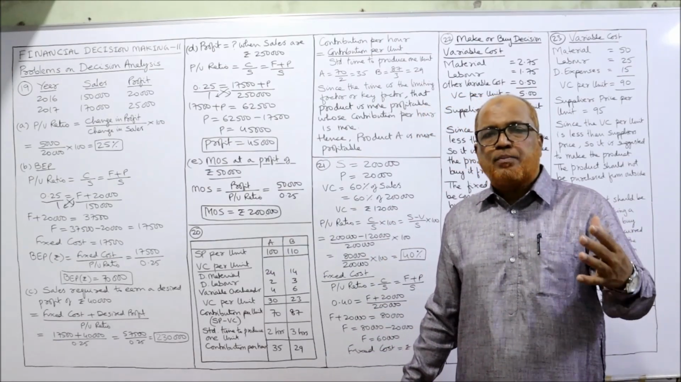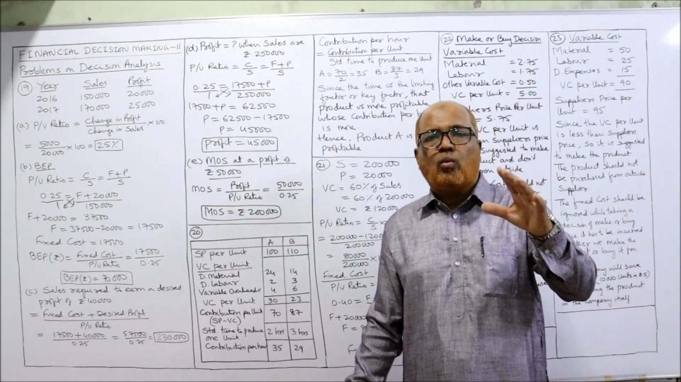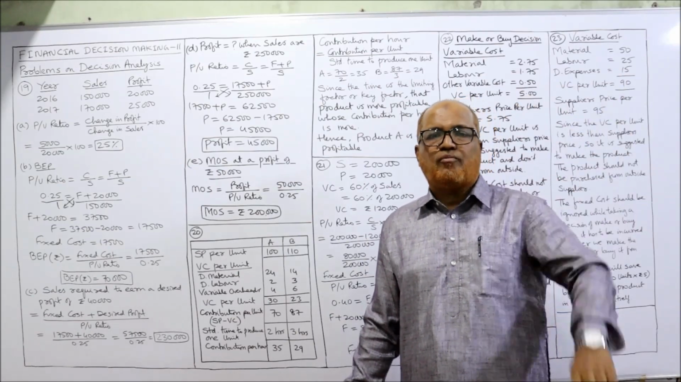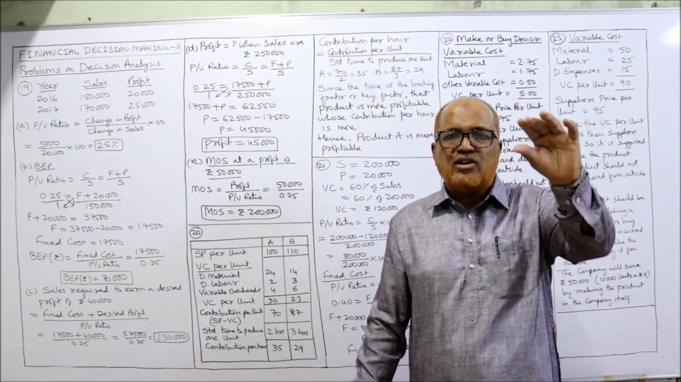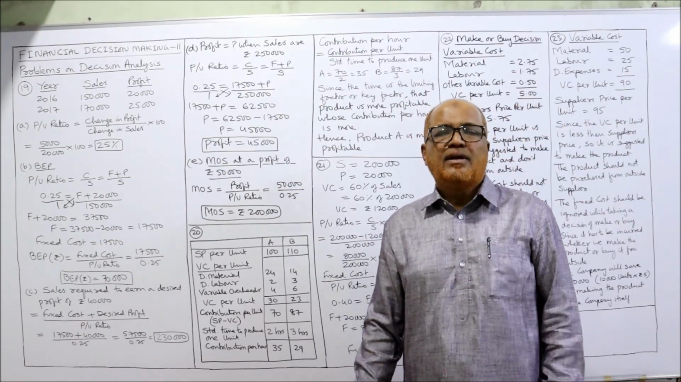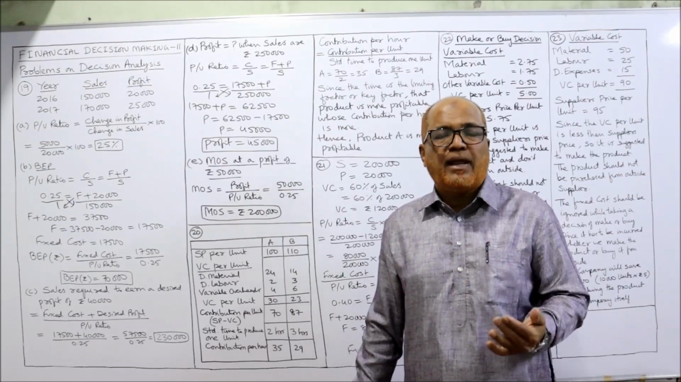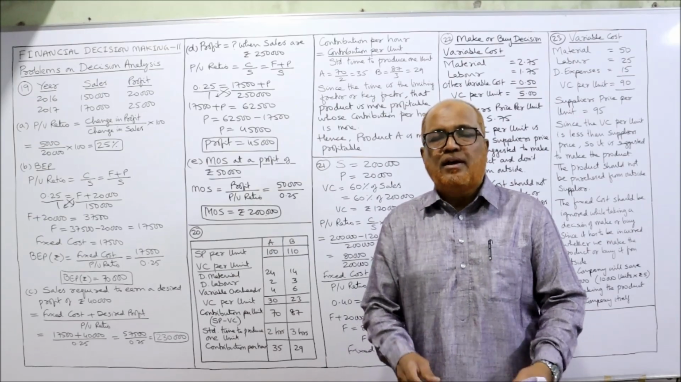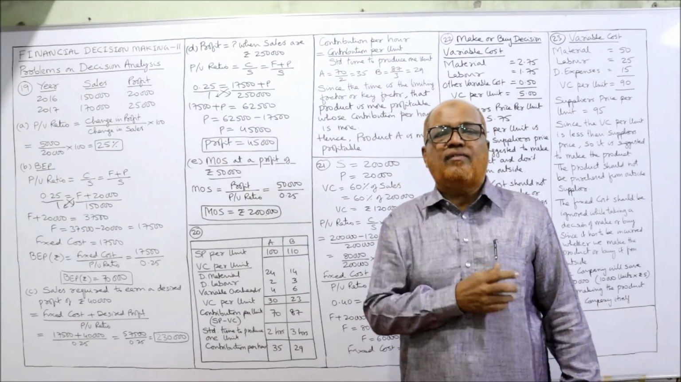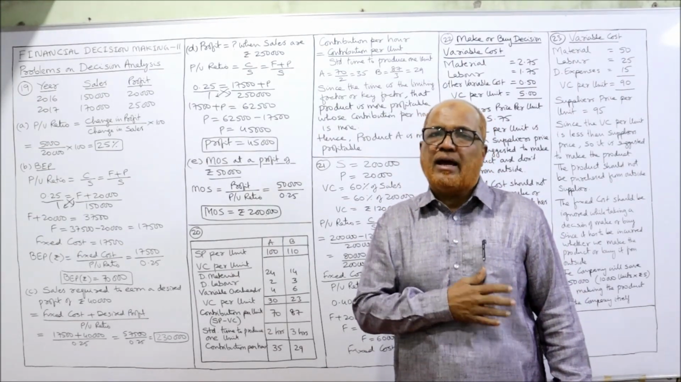So already I explained in the theory video. If you have not watched that video, I suggest you go to the playlist of my channel. Select the subject financial decision making. Select the video number 4, theory video 4, where I have explained all the different concepts like key factor or limiting factor, make or buy decision, etc.